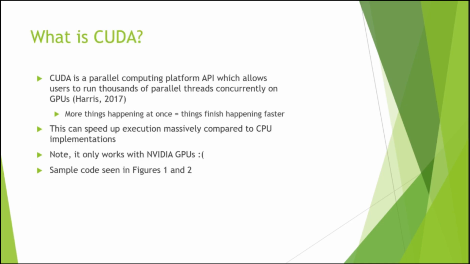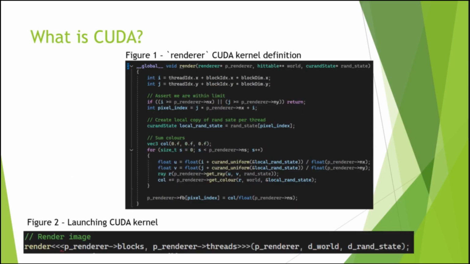So first of all, what is CUDA? It's a parallel computing platform API, which essentially allows us to run code on the GPU in parallel. So in theory, it's a lot faster. This is kind of what it looks like. Any function that's annotated with the global annotation is a CUDA kernel. So this function will run on a GPU core, and this is how you launch it. You need to define the block size and the thread size.